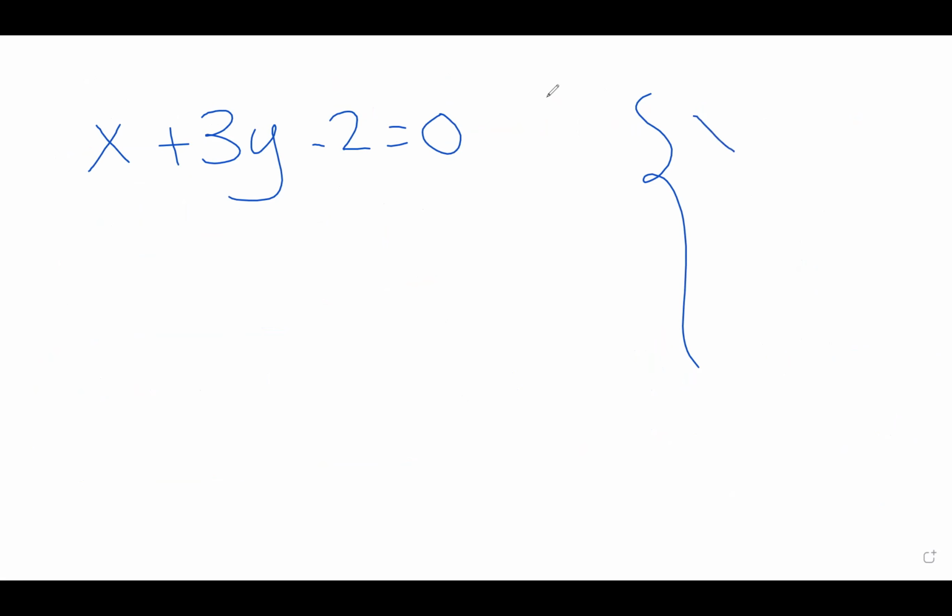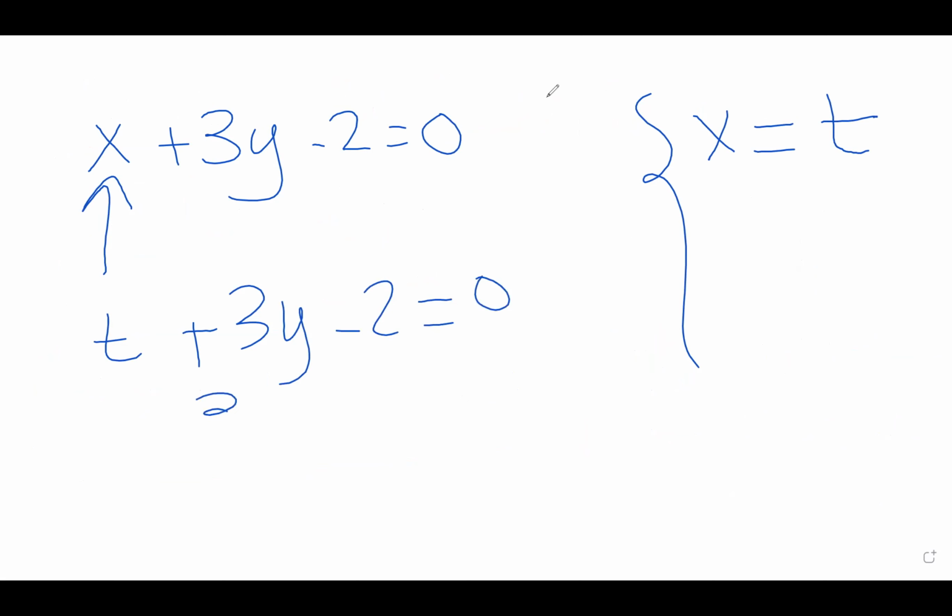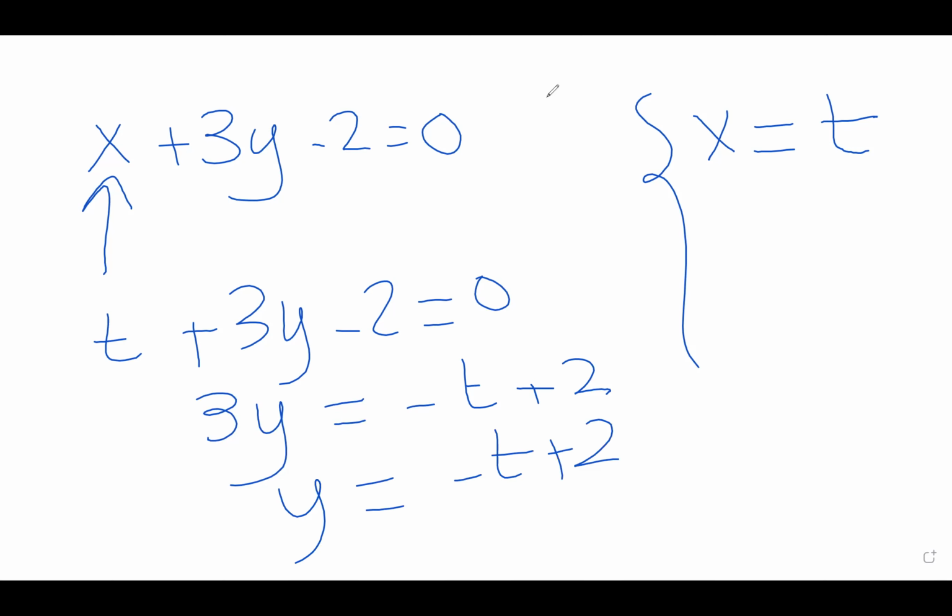Suppose I have this equation, x plus 3y minus 2 equals 0. I need to change it into a parametric equation. What do I do? We take one of them equal to any parameter I need. For example, suppose that x equals t. We replace it. Then t plus 3y minus 2 equals 0. 3y equals minus t plus 2. y equals minus t plus 2 over 3.